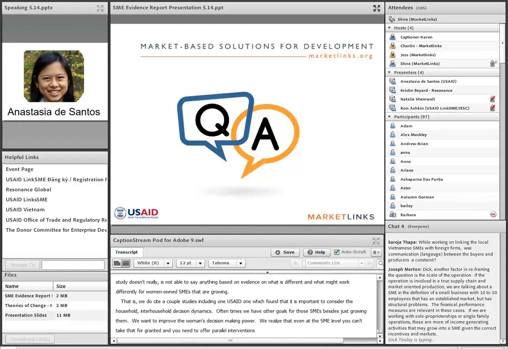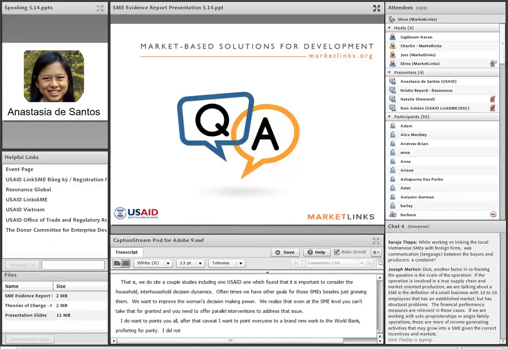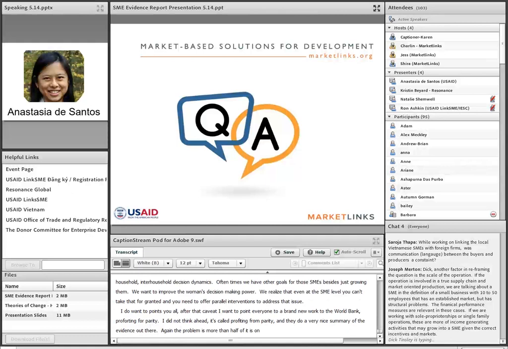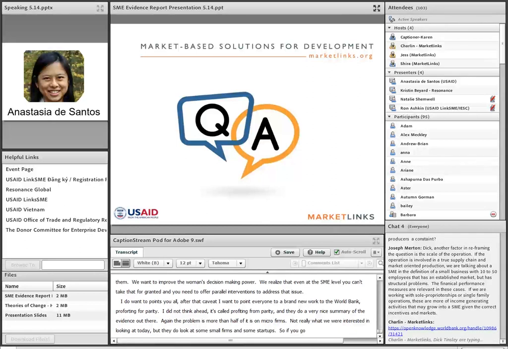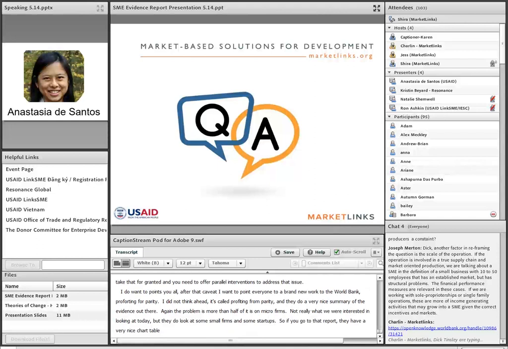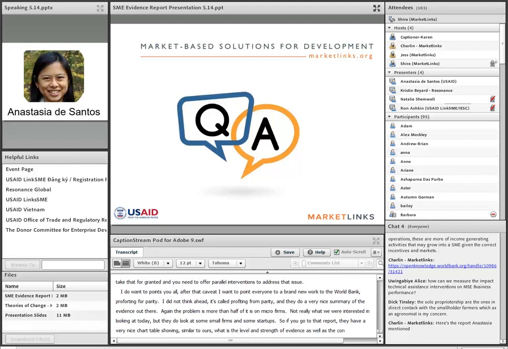After that caveat, I want to point everyone to a brand new report from the World Bank's Africa Gender Innovation Lab called Profiting from Parity. I did not think ahead to post the link, but you can Google that. It's called Profiting from Parity, P-A-R-I-T-Y. And they do a very nice summary of the evidence out there. Again, the problem is more than half of it is on micro firms, so not really what we were interested in looking at today, but they do look at some small firms and some startups. So if you go to that report, they have a very nice chart showing, similar to ours, the level and strength of evidence, as well as the conclusions based on the type of firm.